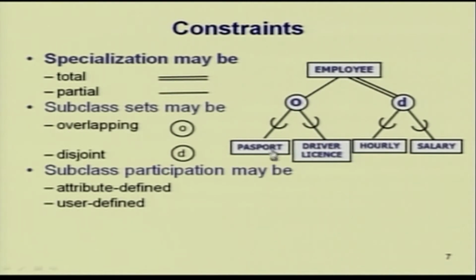What does that mean? Some members who have a passport can also have a driving license, and similarly, there may be members who do not have a passport but have only a driving license, or the other way around. But that we are not bothered about. What we are bothered about is that overlapping is possible, that is, there can be members in this subclass who also belong to this subclass.